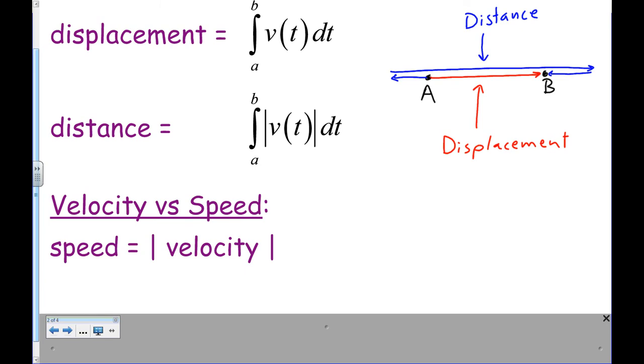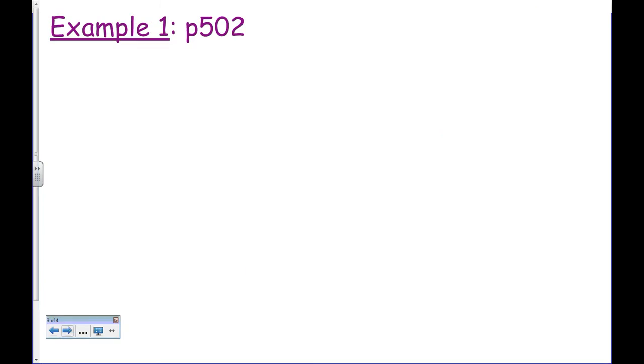Let's look at a couple of examples. Look at example 1 on page 502. It says a moving object has a velocity v of t equal to t squared minus 7t plus 10, in feet per second, in the time interval from 1 to 4. So we're going from 1 to 4.